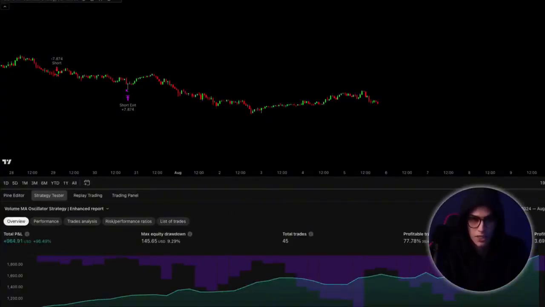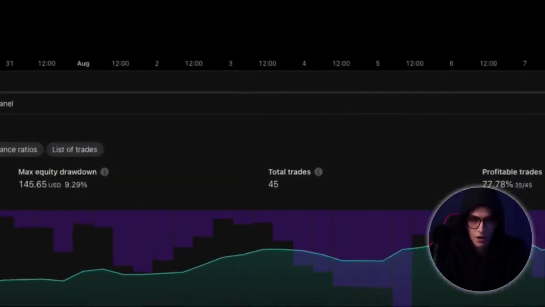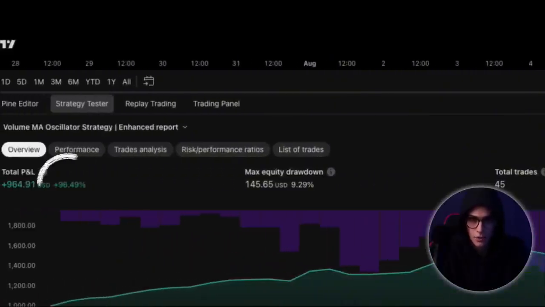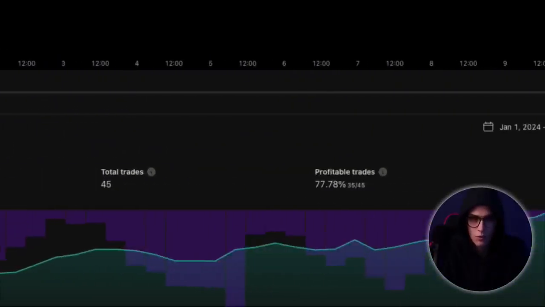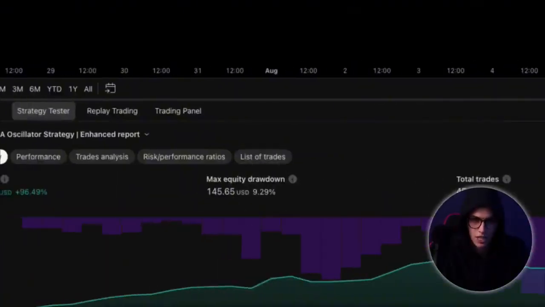With all these adjustments in place, it was time to test. And the results were exactly what I hoped for. Over just 45 trades, the strategy returned a 96% total profit, with a win rate of over 77% and a maximum drawdown of less than 10%.